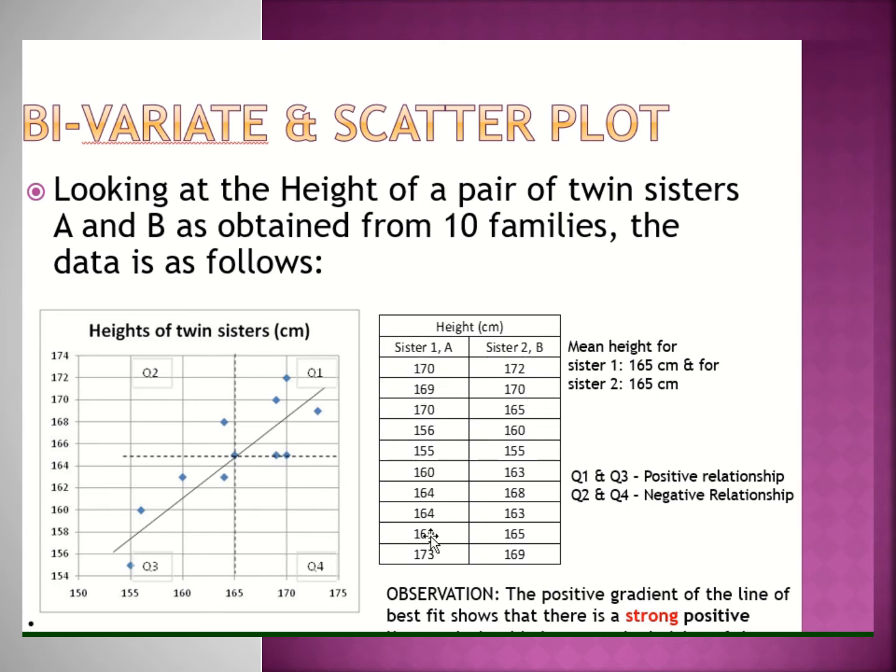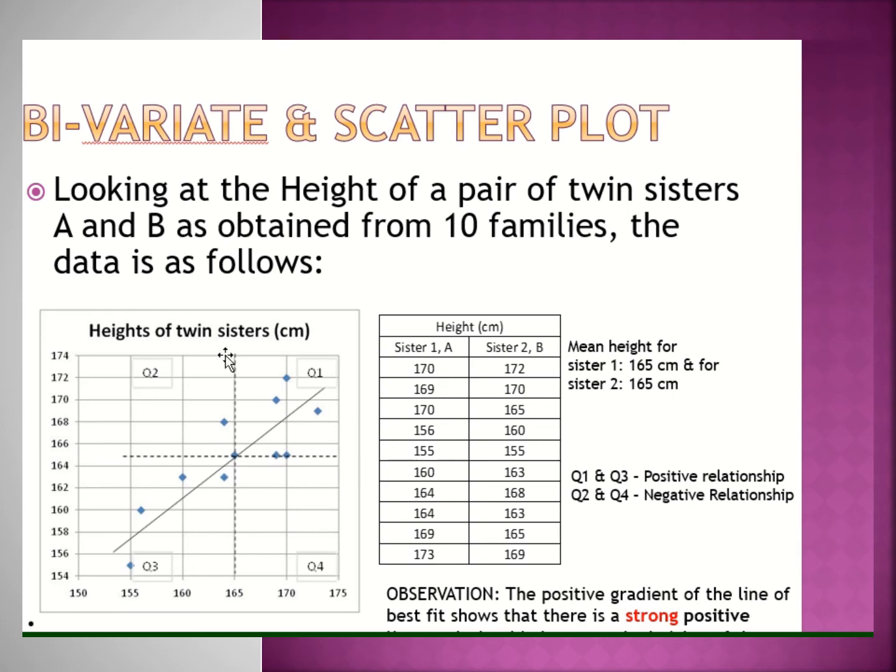So in this case, the mean for sister A is 165. Coincidentally, the mean for sister B is also 165. It will not be the same all the time, but in this case, it is the same. So 165, 165, you plot it here. You will draw the quadrant.